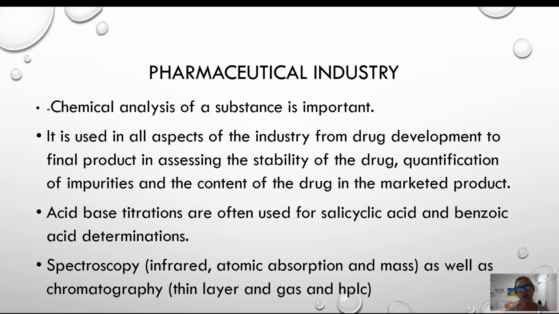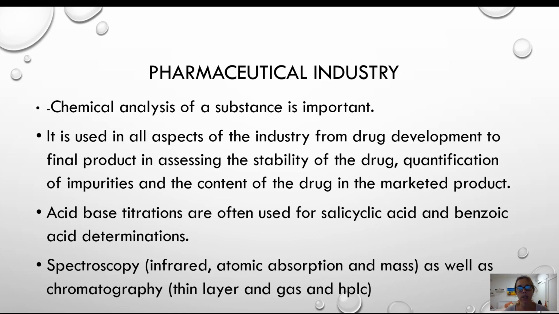So in the pharmaceutical industry, obviously, chemical analysis is quite important there because we're dealing with health and tablets that people are going to take. And we're using this chemical analysis right from the beginning of the drug development all the way through to marketing the drug. We need to be certain of what's in that drug before we can actually put it out to market. So again, here acid-base titrations are used to measure the salicylic acid and benzoic acid content in those drugs before they go out.